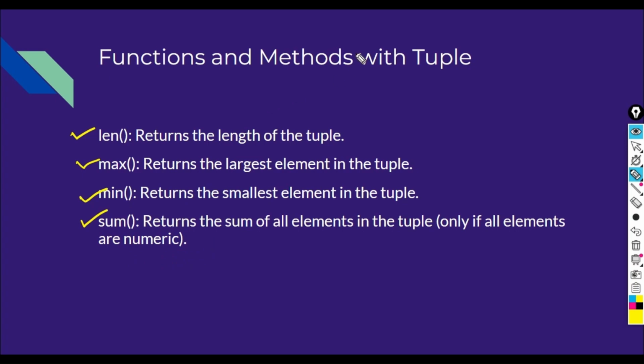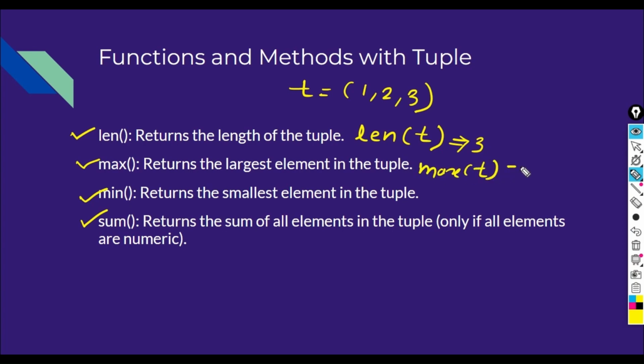So how to use these functions? For example, you have one tuple, 1 2 3. This is your tuple. When you want to find the length of this tuple, you have to pass this tuple as an argument to this function. It will return you 3. Then max of t will return the max element from this tuple, that is 3. Min of t will return the minimum number, that is 1. If you want to find the sum of all elements in the tuple, you have to pass this tuple to the sum function. It will return 3 plus 2 plus 1, that is 6, right? In this way, these are the functions.